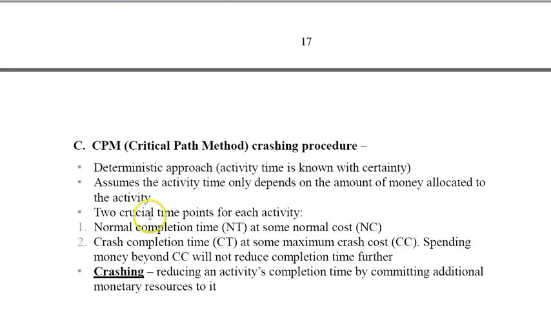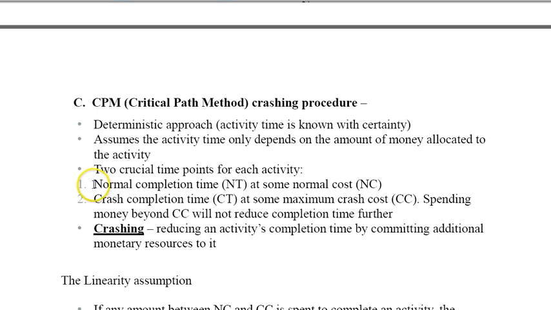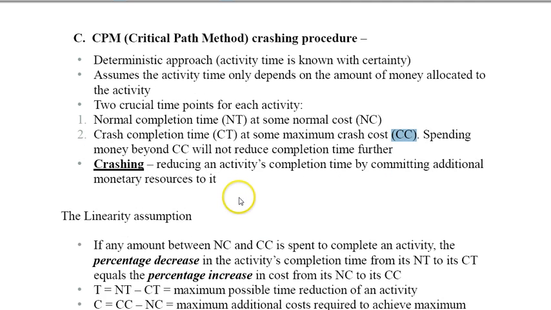Two crucial time points for each activity. We assume that there's a normal completion time, call it NT, at normal cost, call it NC, and there's a crash completion time, call it CT, for a crash cost, CC. Spending money beyond CC will not reduce completion time further, so we don't go beyond that. Crashing means reducing an activity's completion time by committing additional money or monetary resources to it.